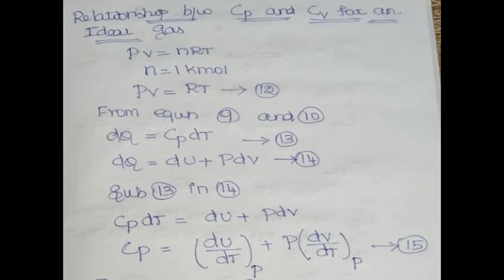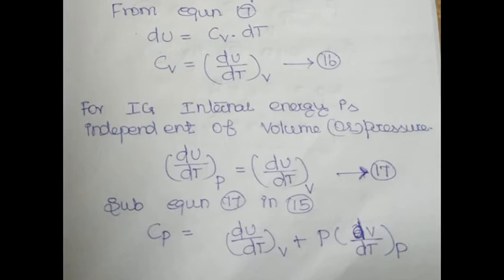So here dT comes to this side. So Cp is equal to dU by dT at constant pressure plus P into dV by dT at constant pressure. This is the 15th expression. From equation 7, dU is equal to Cv into dT. From that, Cv is equal to dU by dT at constant volume. This is the 16th expression.